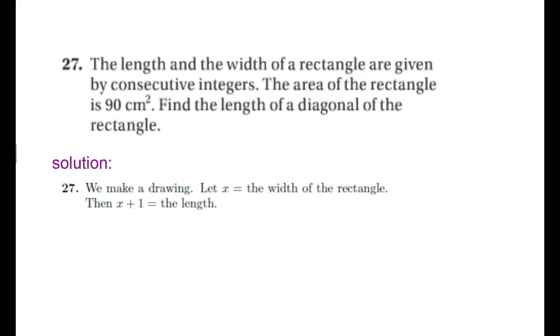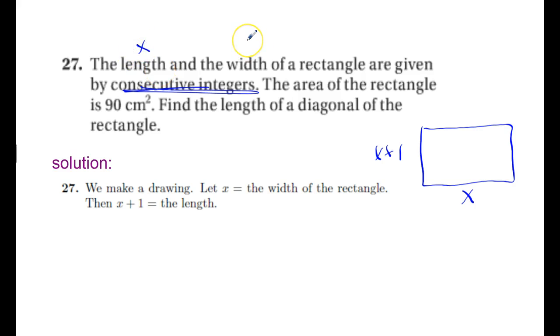So let me give you the last example here, where sometimes we have to set up two different problems. The length and the width of a rectangle, so I'll draw a rectangle, are given by consecutive integers. And consecutive integers means, well, like 4 and 5 are consecutive, or 9 and 10 are consecutive. So if this is x, this is going to be x plus 1. So the length is maybe x, and then the width is going to be x plus 1, or vice versa, it doesn't matter.